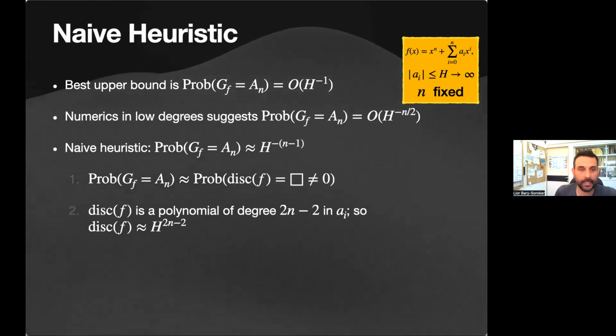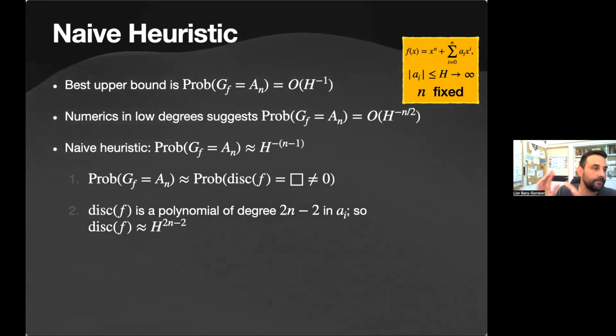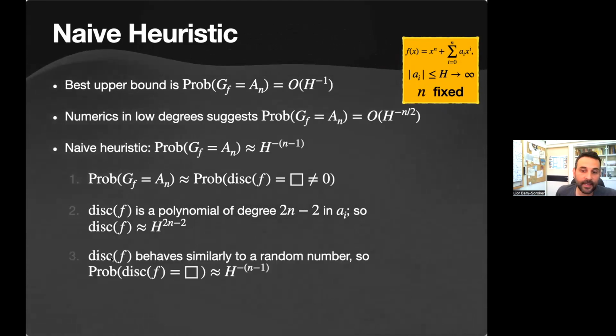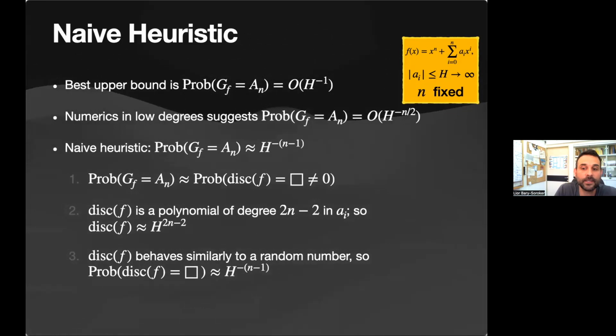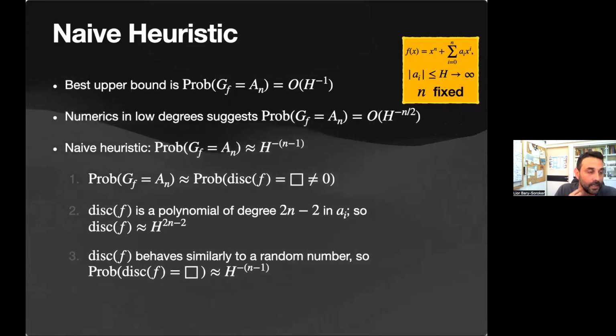The second thing, which I even know how to prove, is that the discriminant of f is a polynomial in the coefficients of degree 2n minus 2. So when I plug in numbers, when the coefficients are of size roughly H, then the discriminant will be roughly of size H to the 2n minus 2. Now, the third heuristic assumption is the worst, because I'm not even sure that it's correct. In fact, I know that it's incorrect. But this is why it's a naive heuristic. Naively, if we have a number of size H to the 2n minus 2, then we expect that it will be a square with probability 1 over the square root of the number, right? If we have a random number, the probability that it's a square is 1 over the square root of this number. So the probability that the discriminant will be a square, we expect that it will be 1 over H to the n minus 1.